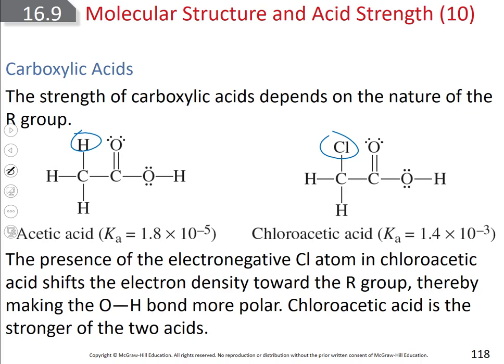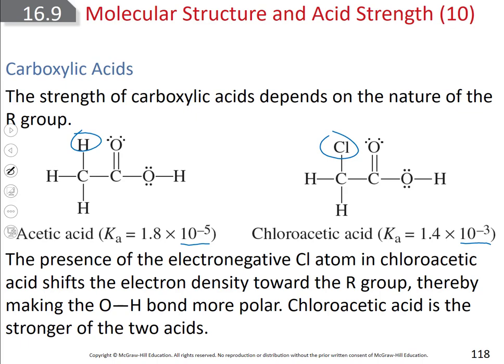Less strongly. So if they can hold on to their hydrogen less strongly, what happens to the strength of the acid? Get stronger or weaker? Stronger. And sure enough, if you look at the K values, the acetic acid has a 10 to the negative fifth K, while chloroacetic acid is 10 to the negative 3, or 100 times stronger of an acid.